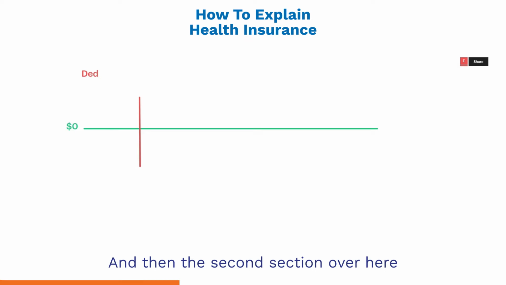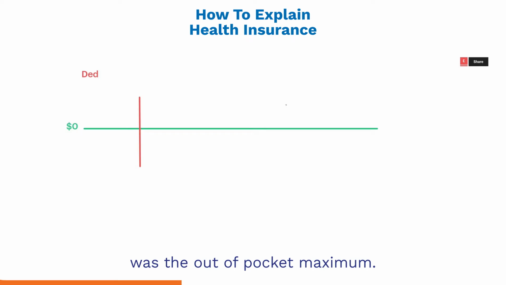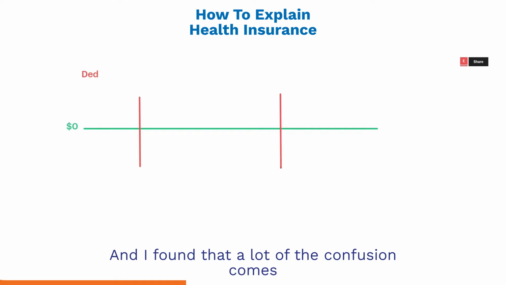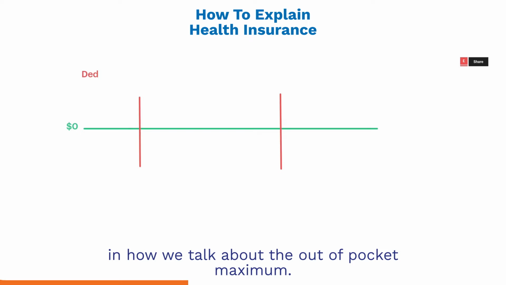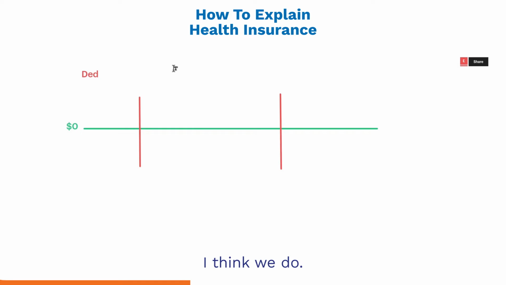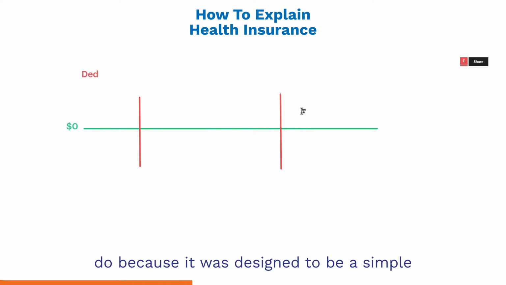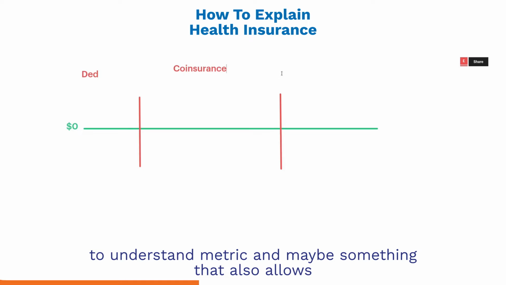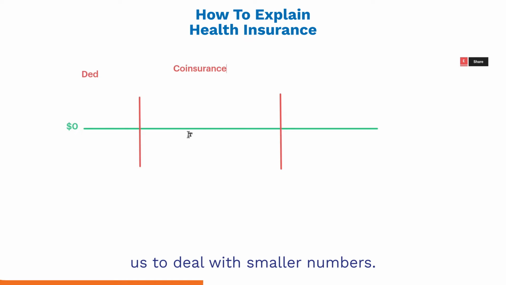And then the second section over here was the out-of-pocket maximum. And I found that a lot of the confusion comes in how we talk about the out-of-pocket maximum. I think we talk about it the way we do because it was designed to be a simple to understand metric and maybe something that also allows us to deal with smaller numbers.